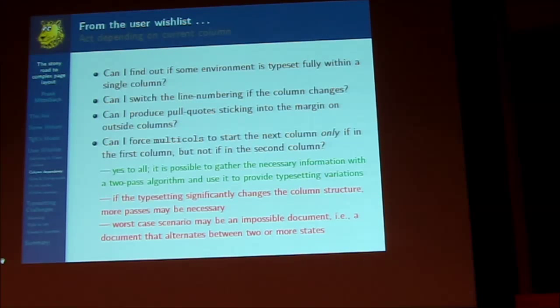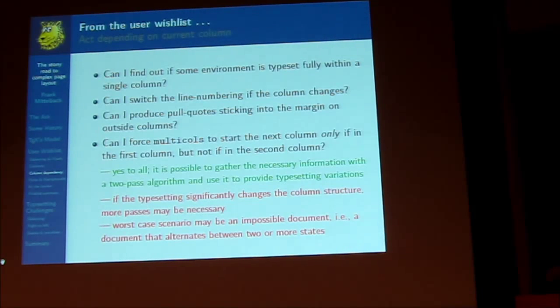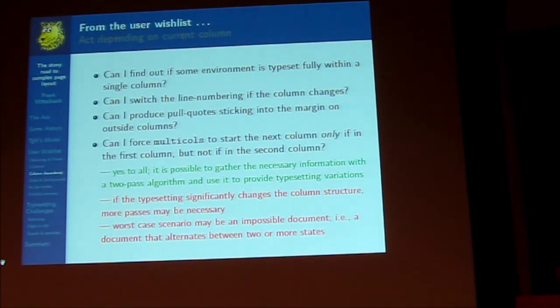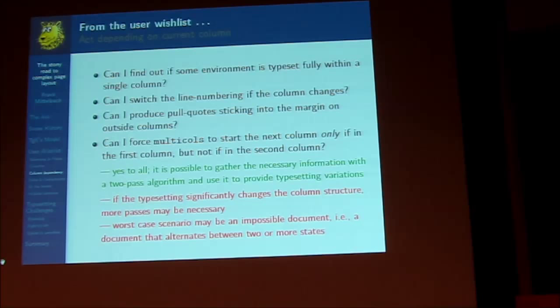Things are fast these days, but it still means you have several passes. And if you have a complex document, several passes can be really more than two, because things are settling slowly, if it ripples through the document, if your formatting changes, the positioning of certain things. If worst comes to worst, you can create what I call an impossible document. Impossible document means a document that always alternates between two or more states.